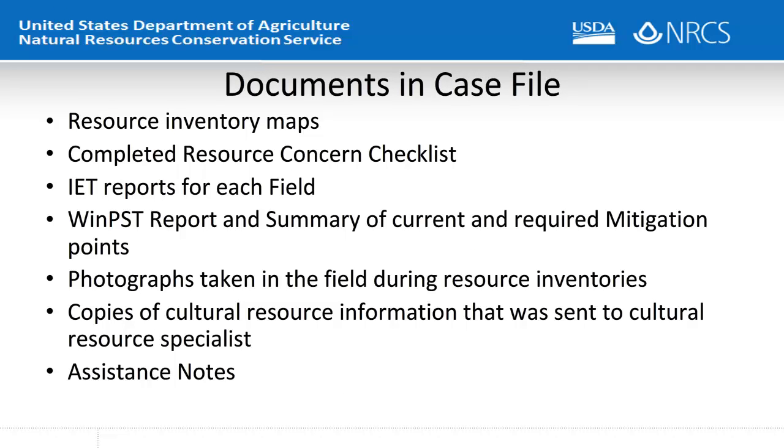We have started to gather a lot of documents that need to be added to the case file, such as resource inventory maps, the completed resource concern checklist, IET reports for each field, the WinPST report and summary of current and required mitigation points, photographs that were taken in the field during resource inventories, copies of cultural resource information that was sent to the cultural resource specialist, and of course the assistance notes. That concludes this video. Our next action is to document the benchmark conditions on the Environmental Evaluation, or CPA 52.